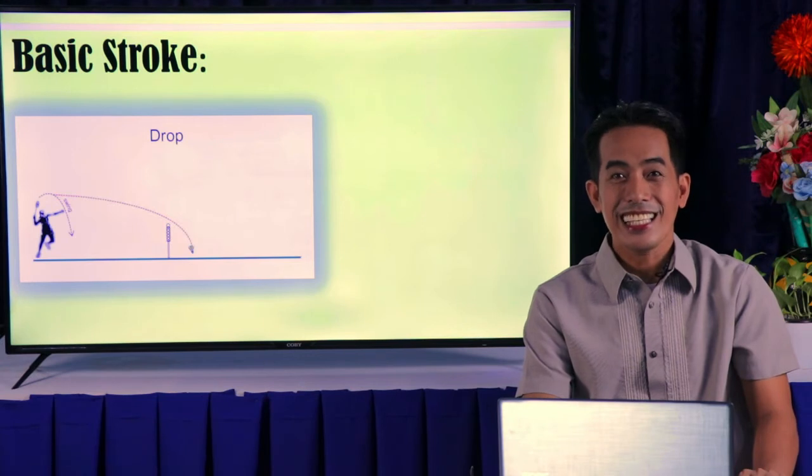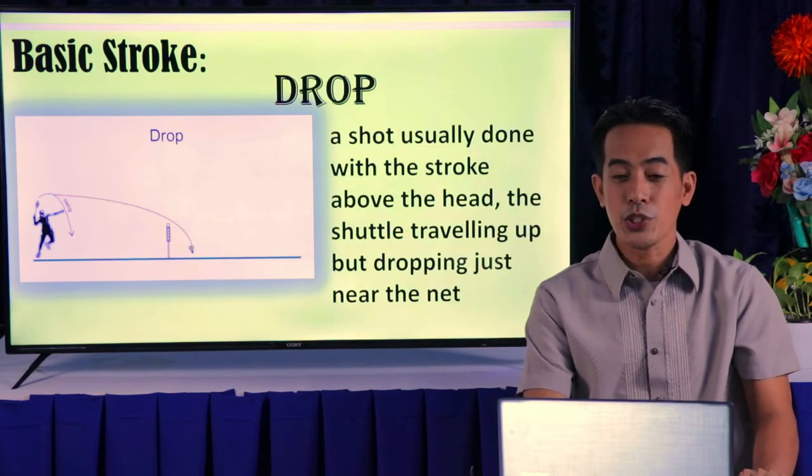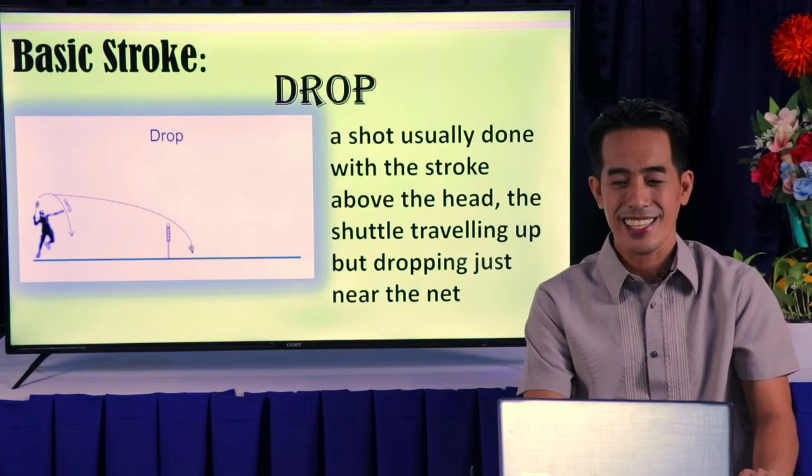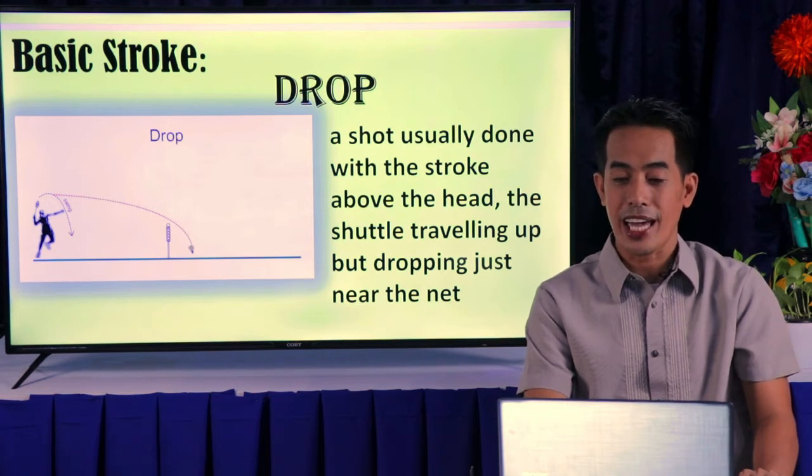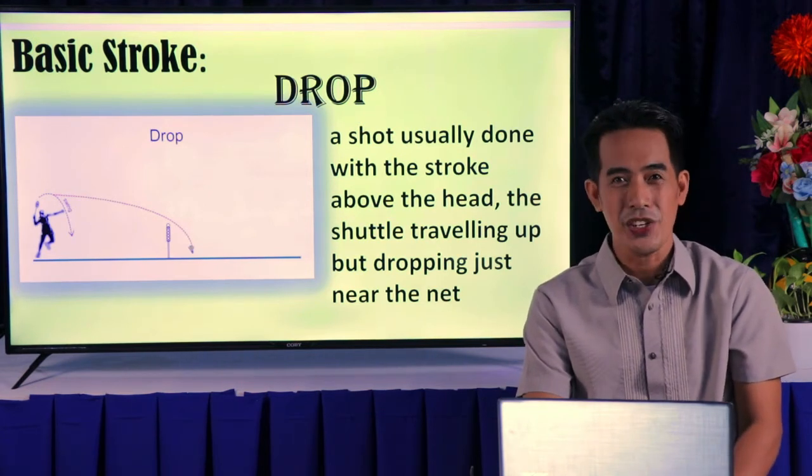Third, the drop. A shot usually done with a stroke above the head and the shuttle traveling up but dropping just near the net. The shuttle falls gently and just clears the net. The flight of the bird is relatively slow and is hit using the forehand or backhand side with accuracy.